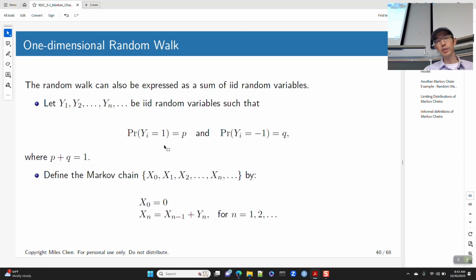So we have these Bernoulli draws, but they're going to be 1 and -1, getting 1 with probability P and -1 with probability Q. Okay, and then we can have the Markov chain. We're going to start off at x0, and then xn is going to be equal to the previous state, x at time n minus 1, plus whatever y sub n is equal to, either a 1 or a -1.